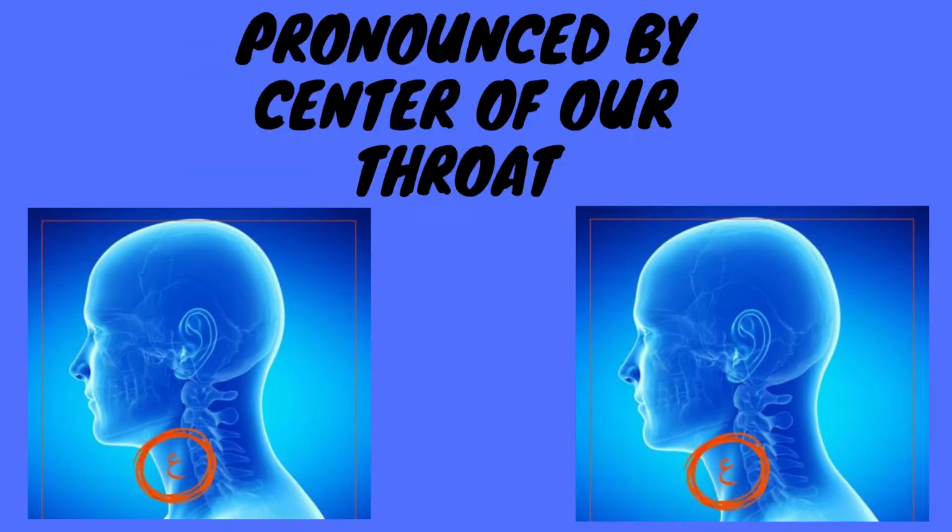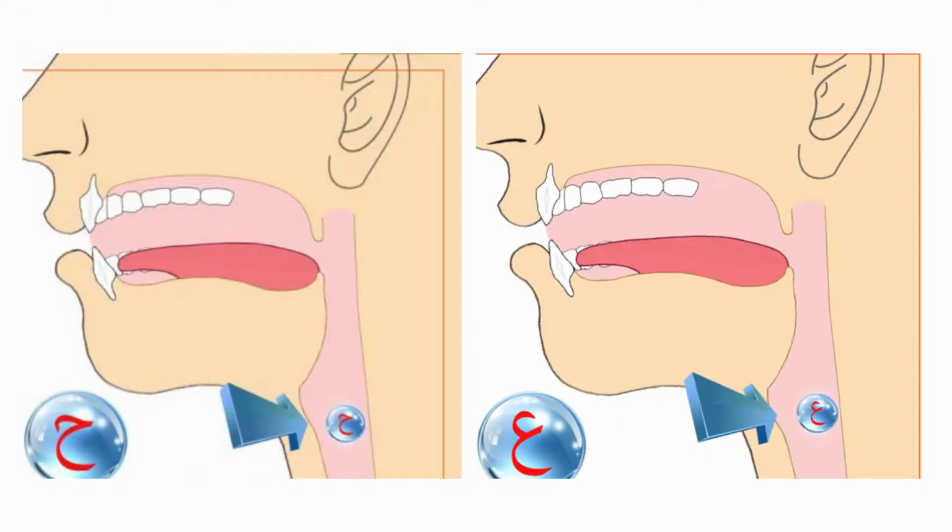Ha and Ain, they have the same point. They are pronounced from the center of our throat, the middle of our throat. Ha, Ain. Both of them are soft and light letters and sharp letters. In this picture, I think this is more clear. Ha and this one, Ain, are pronounced from the middle of our throat. The sound of Ha and Ain comes out from the middle of our throat, from the center of our throat.